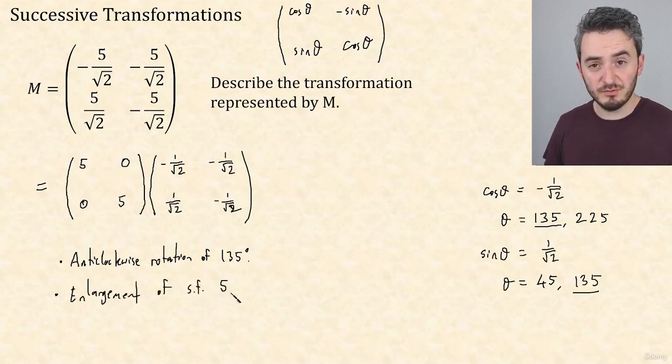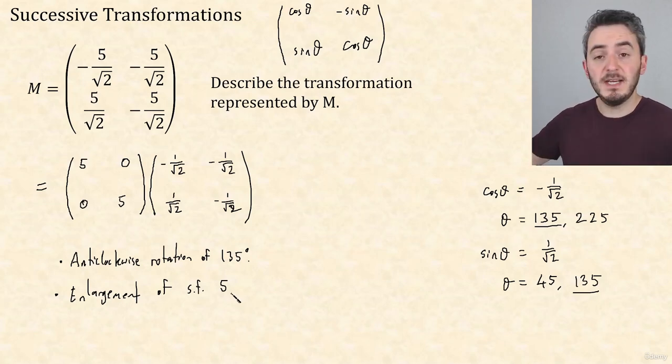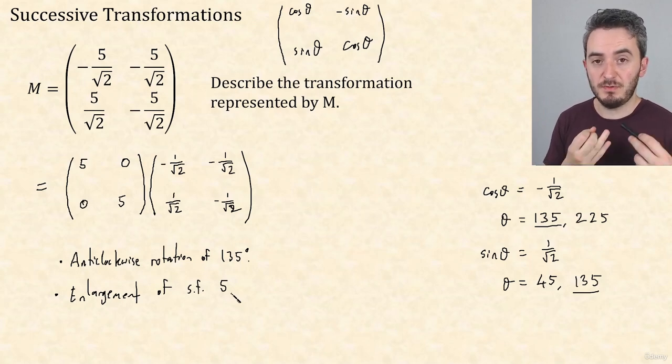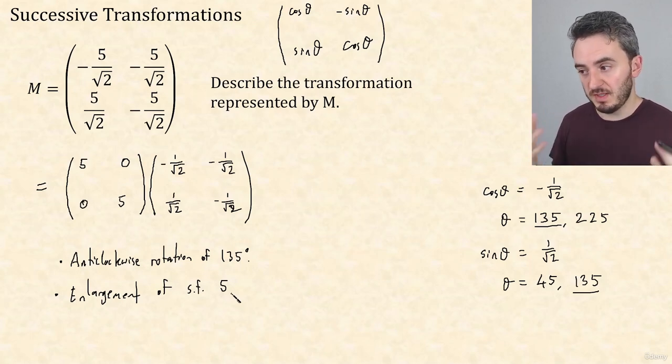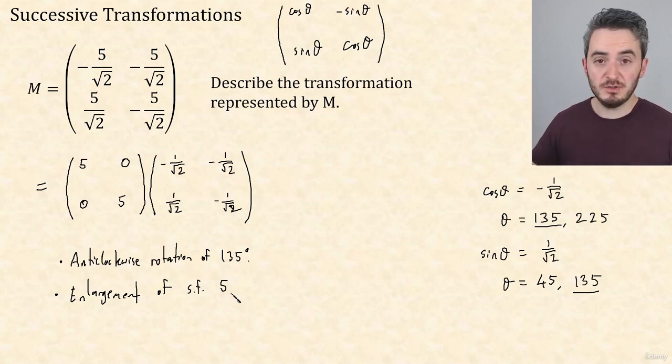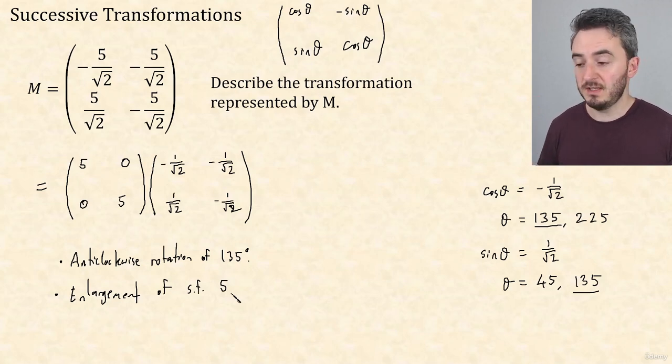So that's the process really. It's just teasing apart any matrix you see into the building blocks we know about. A reminder, those building blocks are rotations, reflections, and enlargements. In this case, it was an anti-clockwise rotation of 135 degrees, followed by an enlargement of scale factor 5.